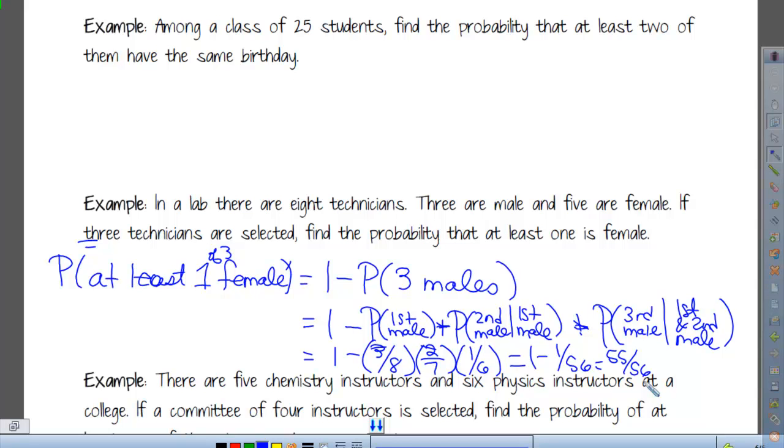So how would we calculate that using what we've talked about? Well, we're looking at the probability of at least 2. Don't get caught up by that. Basically, that's the same thing as saying we got at least one match, right? At least one match. So let's just call it that.